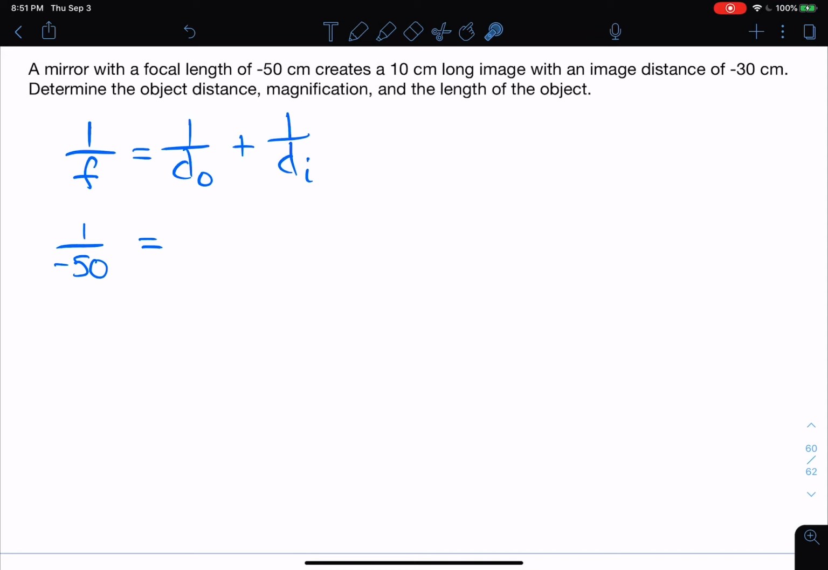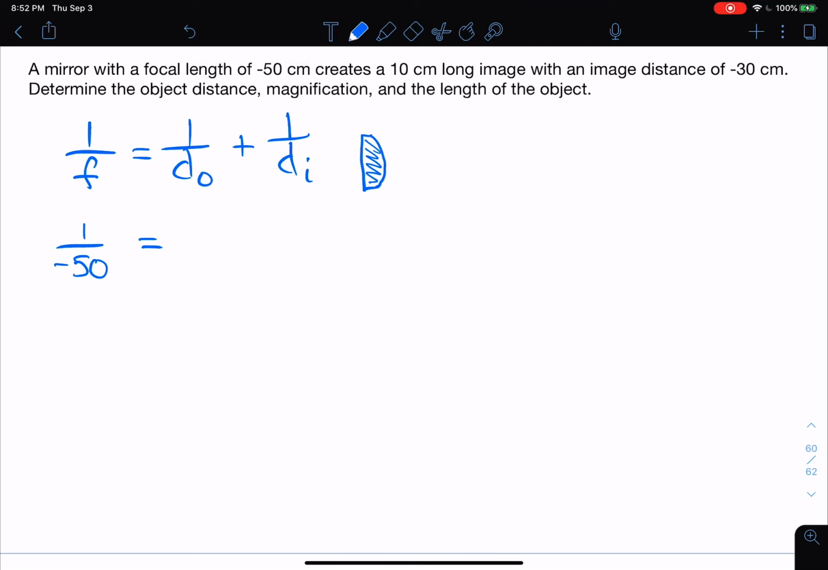Also want to take a moment to point out that the focal length is negative. That tells me that this mirror is a diverging optic. It's a diverging mirror, which also means that it's convex, because diverging mirrors are convex, which means they bulge outward.